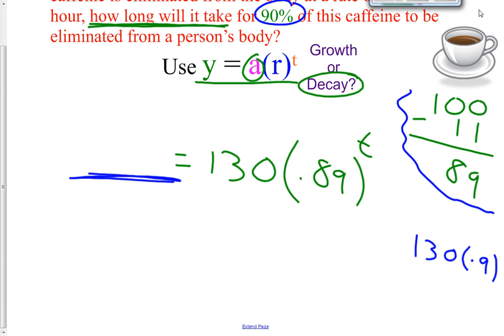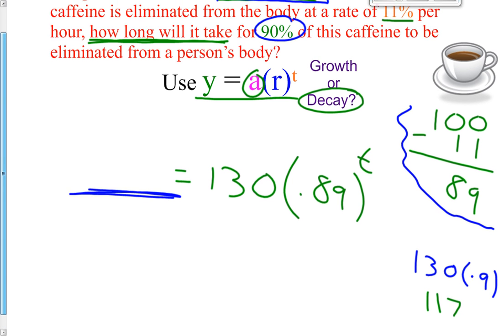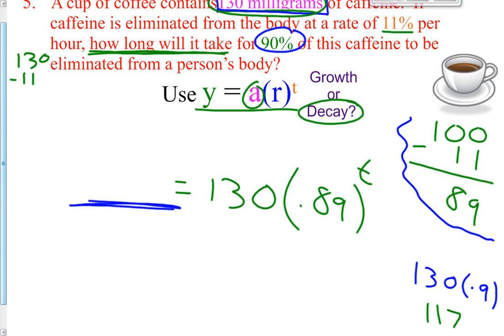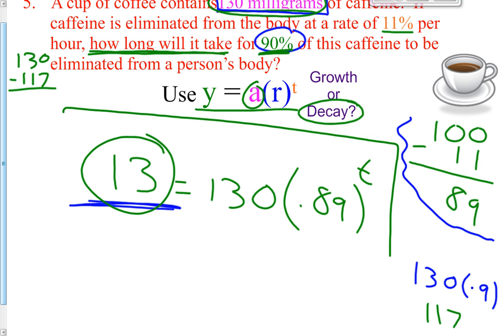So if it's 117 milligrams that's gone, how much is remaining? Starting off at 130 milligrams, and then we got rid of 90%, so 117, how much is left remaining? 130 minus 117 is 13 milligrams. So that is my amount at time t. How long will it take for 90% of this caffeine to be eliminated? Well, if 90% is eliminated, that means 13 milligrams are left. So now here is our equation, and now we're going to solve for time t.